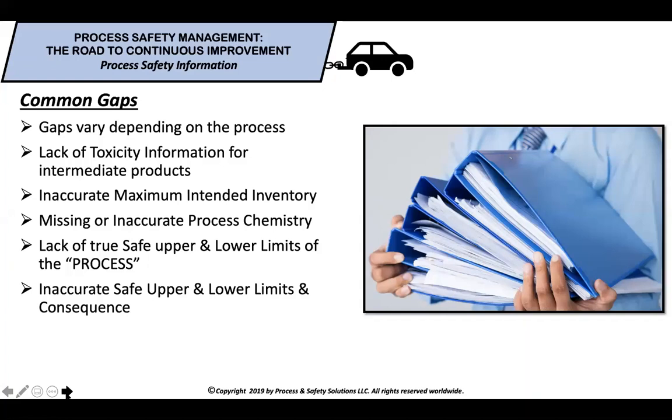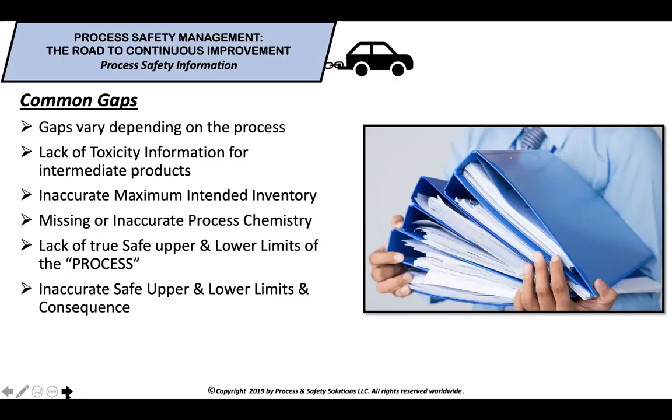Most of the time what we see is lack of toxicity information for intermediate products. And what we mean by that is, let's say that you work at a petrochemical facility or specialty chemical plant. You may take in raw materials that have an SDS associated with them, so you have a pretty good idea of the toxicity information for those chemicals. But as you go through your actual process, you begin to alter those incoming products and create intermediate products on your way to the finished product that you're trying to make.